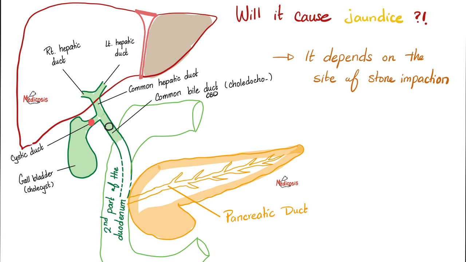But if the stone is pushed here, does this obstruct the flow of bile from the liver to the duodenum? The answer is yes. This is an obstructive jaundice. Does it cause jaundice? Absolutely. So it really depends on the site of the stone. That's why most of the cases of cholecystitis have no jaundice, because the stone is in the cystic duct and not in the common hepatic duct or the common bile duct.